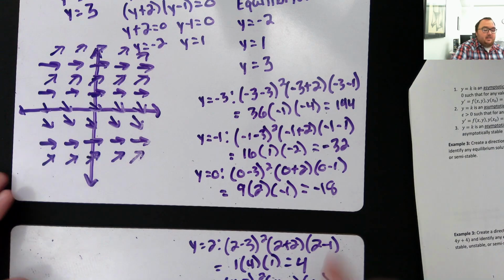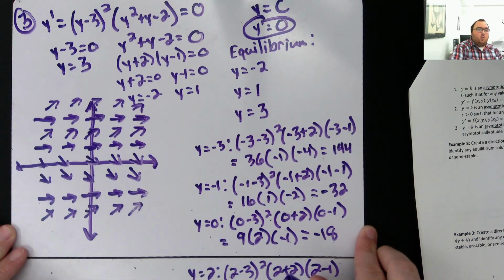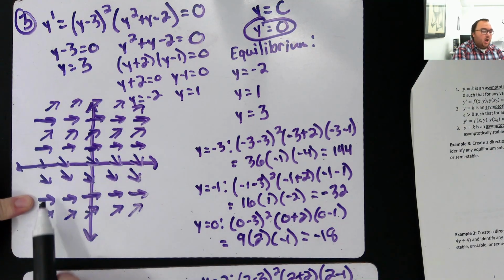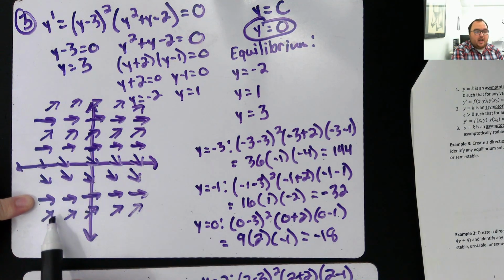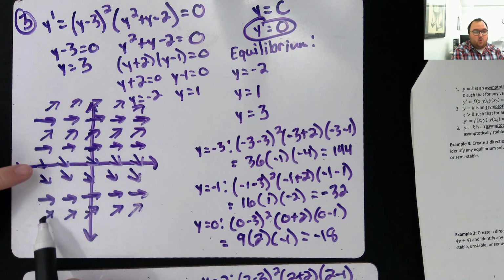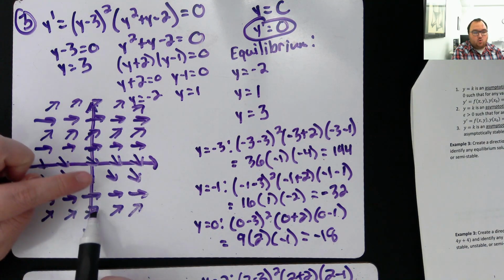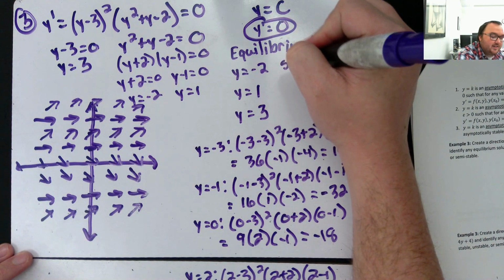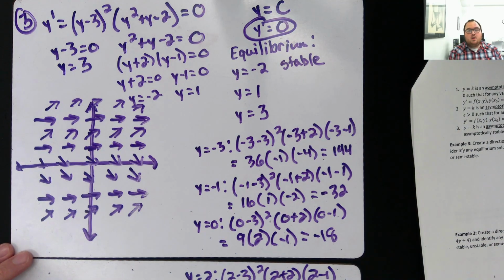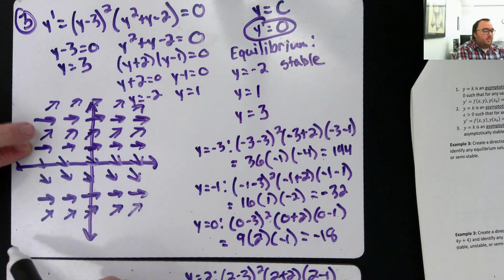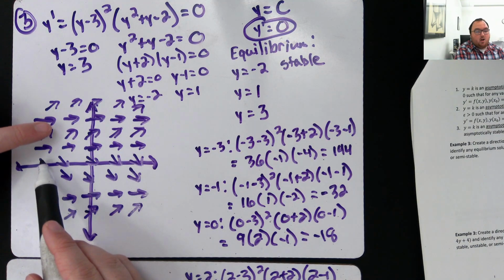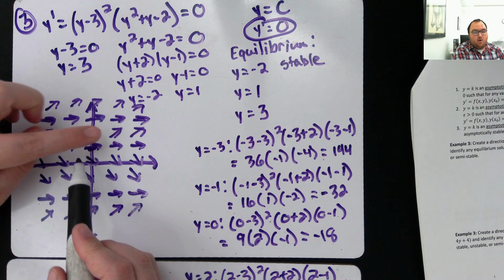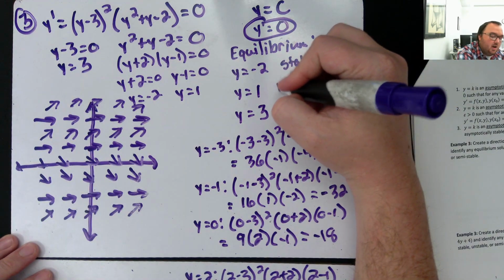So now I can classify all three of these things. At y equals -2, right here, above it and below it, I'm pointing towards it. So I'm going towards this y from both sides. That means y equals -2 is stable. For 1, right here, above it and below it, I'm pointing away, and away and away. So this is unstable.